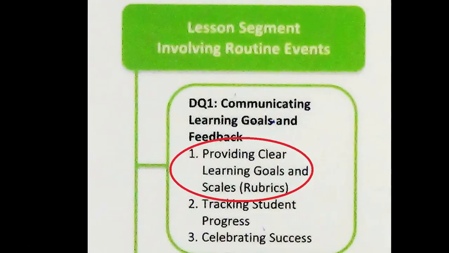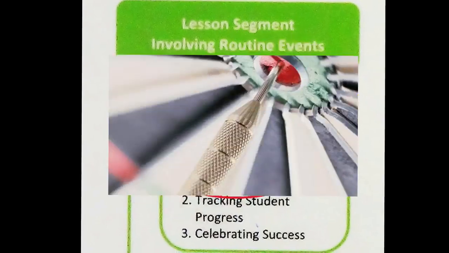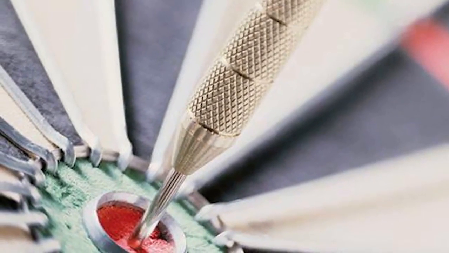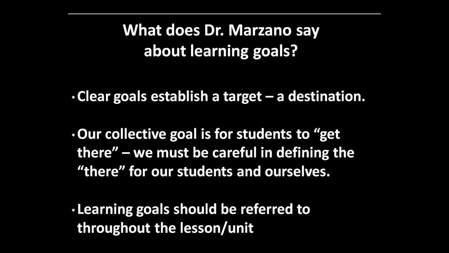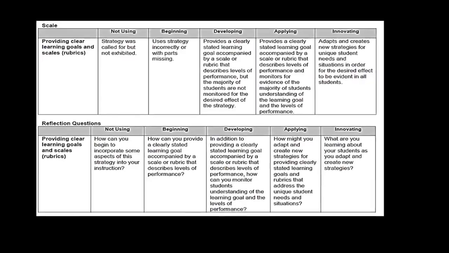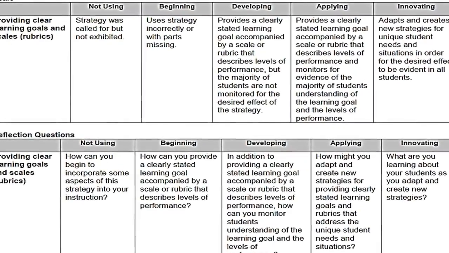Establishing and communicating learning goals is the starting place. For learning to be effective, clear targets in terms of information and skills must be established. Because our collective goal is for our students to get there, we must be careful in defining the there for our students and for ourselves. In the following video clips, we'll see Mr. Diaz demonstrate the same lesson implementing Element 1 at various levels of the teacher performance scale.